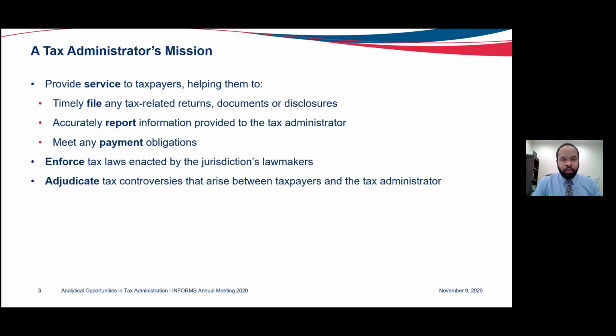Oftentimes, discrepancies or disagreements arise between the tax administrator and the taxpayer. So there will also exist a function that could help settle disagreements between both parties, and that would be more like an appeals function that exists within the IRS.